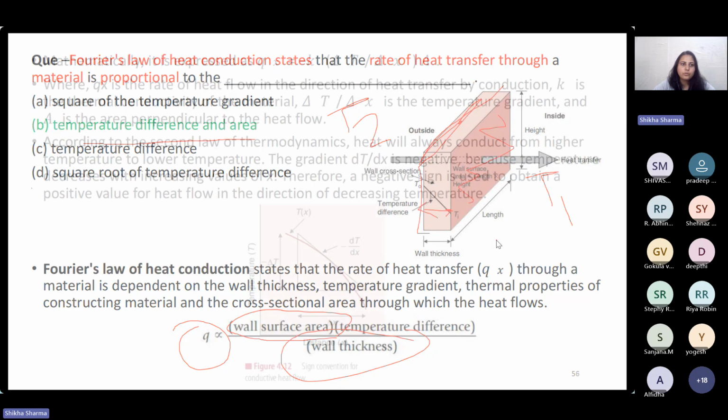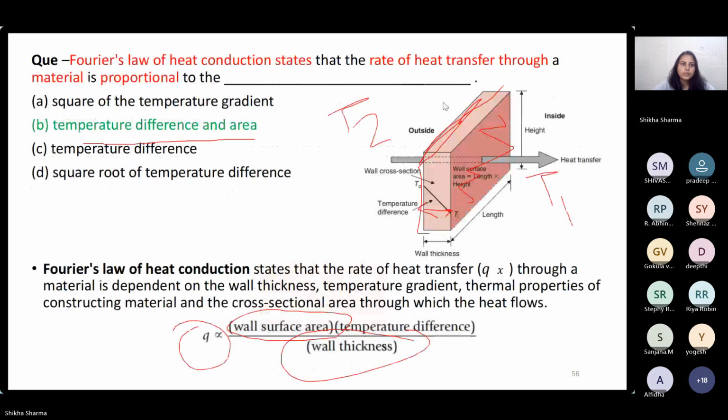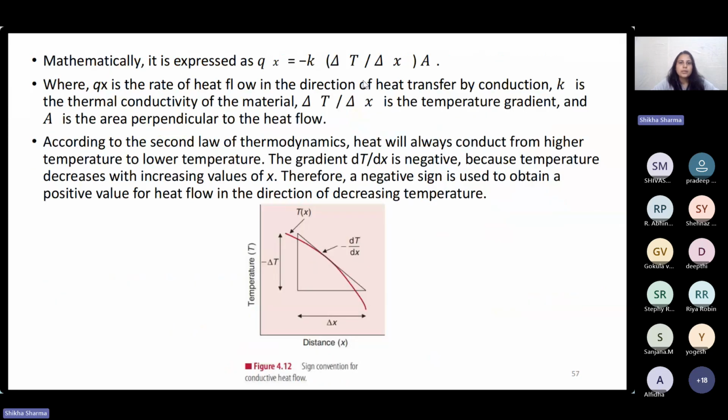So this is Fourier's law of heat conduction. Heat conduction is proportional to the temperature difference and the area, but inversely proportional to the wall thickness. Mathematically we write it as Q equals minus k delta T by delta x into A. Here we are basically taking the gradient, minus k A dT by dx.